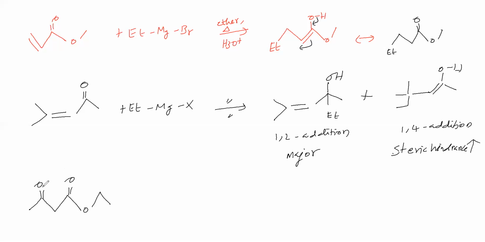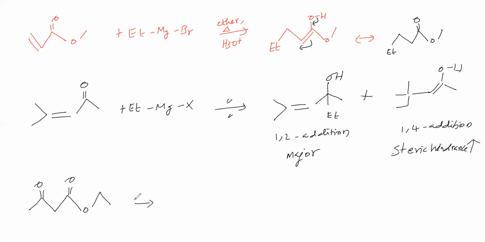But here one carbonyl group is there, and one ester group is there. This carbonyl group is an electron withdrawing group. This ester contains C double bond O, which is also an electron withdrawing group. Now this carbon is a methylene group, CH2. This methylene group is present in between two electron withdrawing groups.